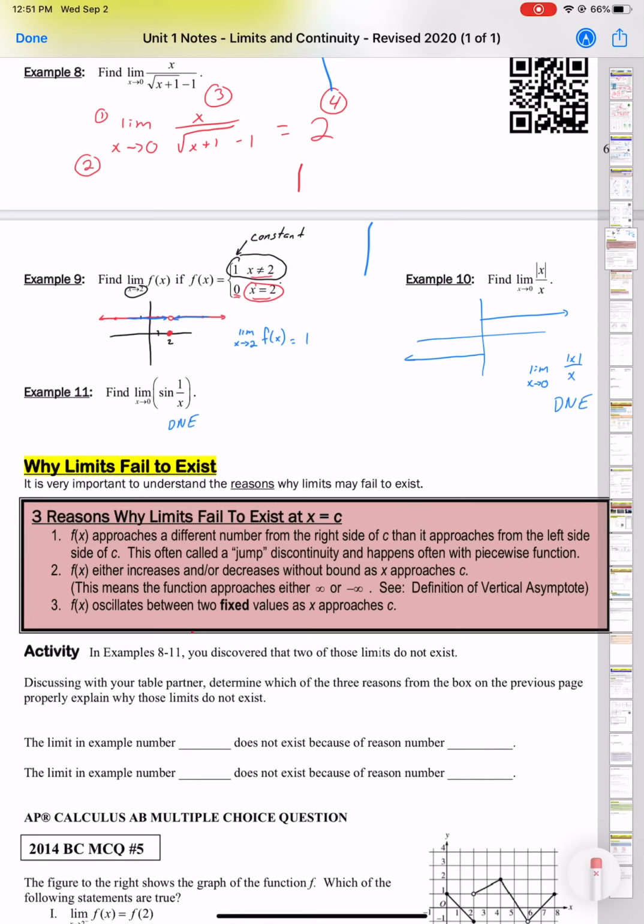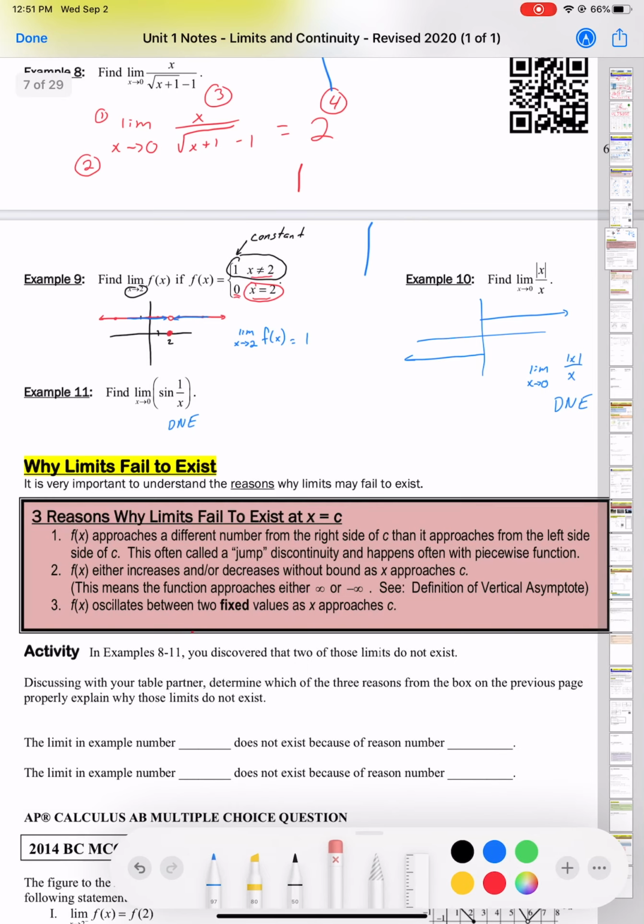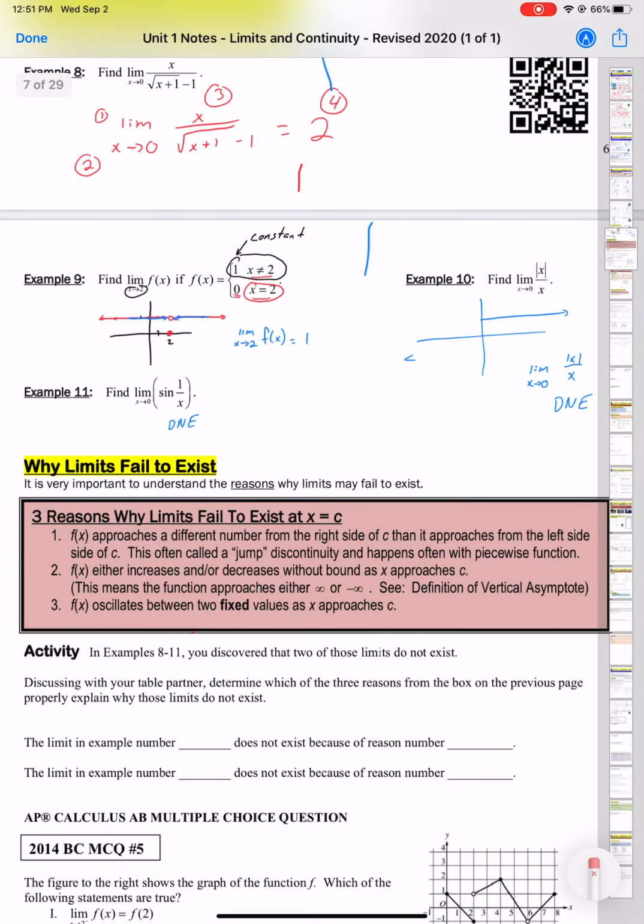Number 10 is an example of that, where from the left we were approaching -1, and then to the right we were approaching +1. So that's an example of reason 1 here. From the left and right, the function is not approaching the same thing. Whenever that's the case, the limit does not exist.